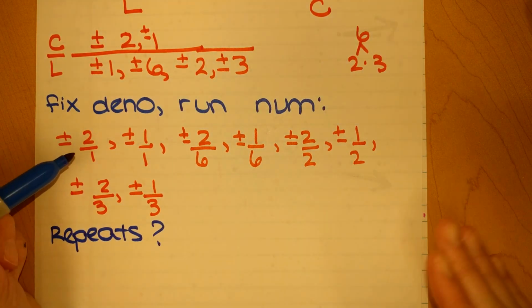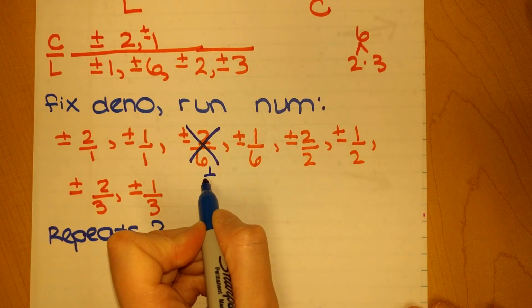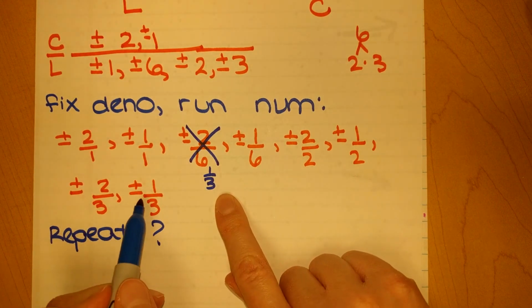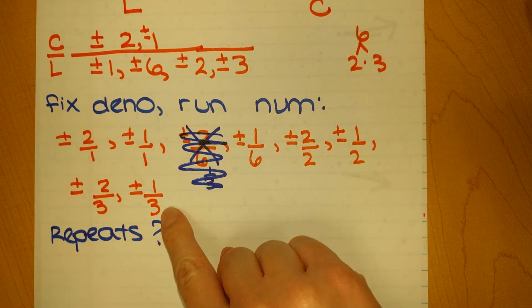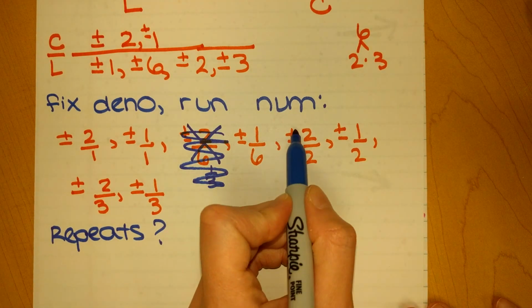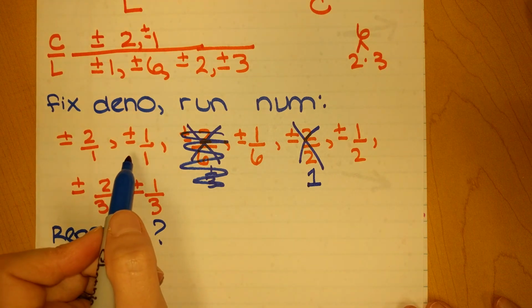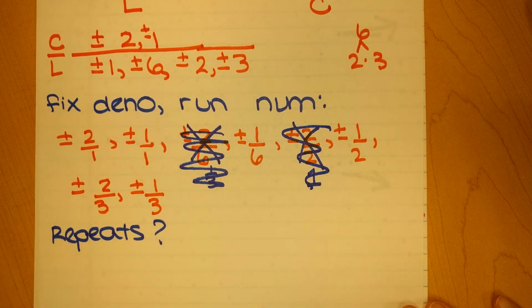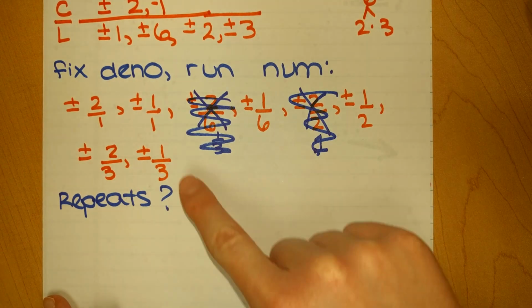So 2 over 1 is just 2, 1 over 1 is just 1. 2 over 6, though, is the same thing as 1/3. And if you look, 1/3 is already in our list. So we are going to completely eliminate that because it already appears in the list. 1 over 6, reduced, is not in the list. 2 over 2, though, is the same thing as 1, and that is in our list. So we have to eliminate that. 1/2 isn't repeated. 2/3 isn't repeated.